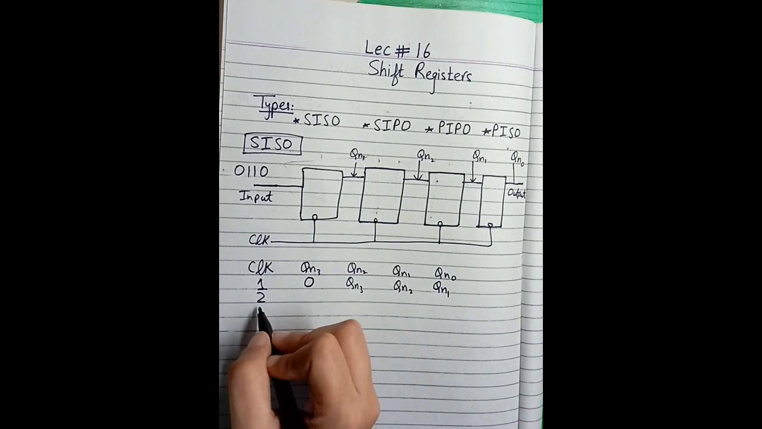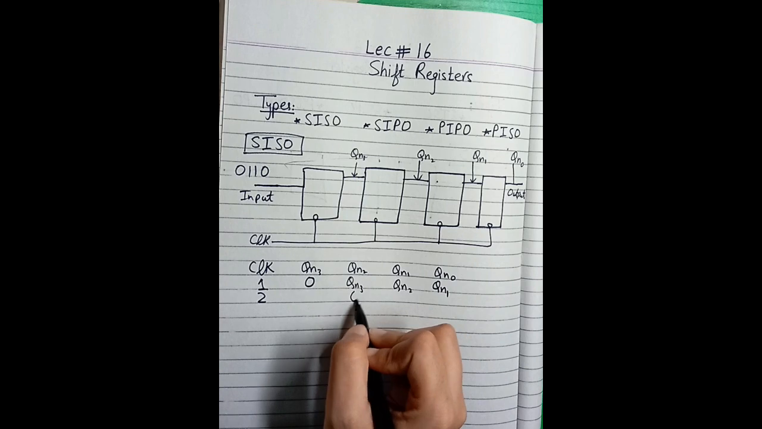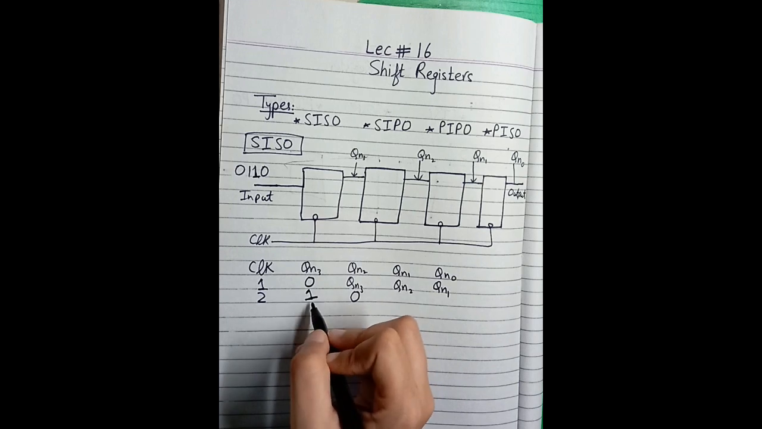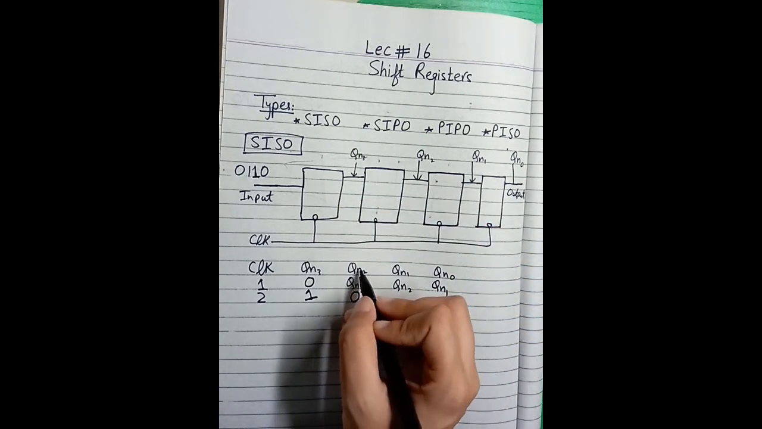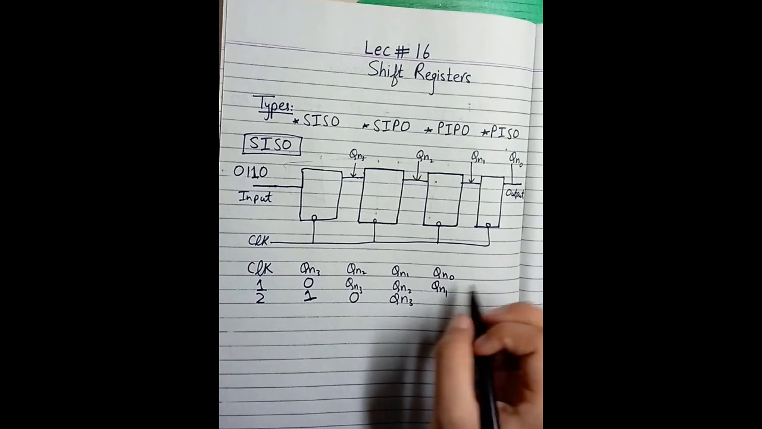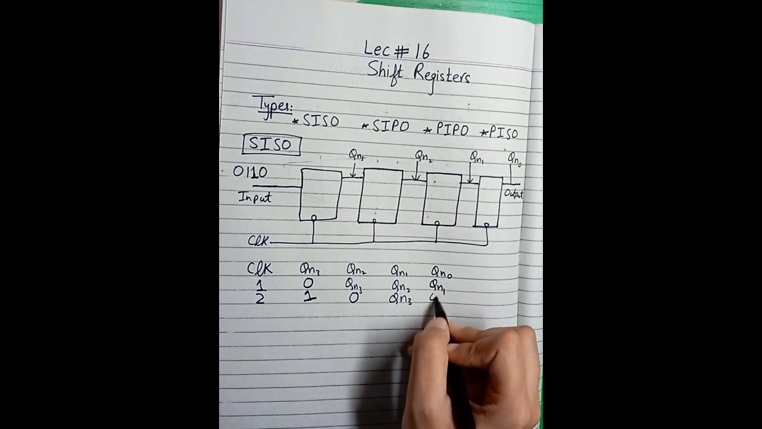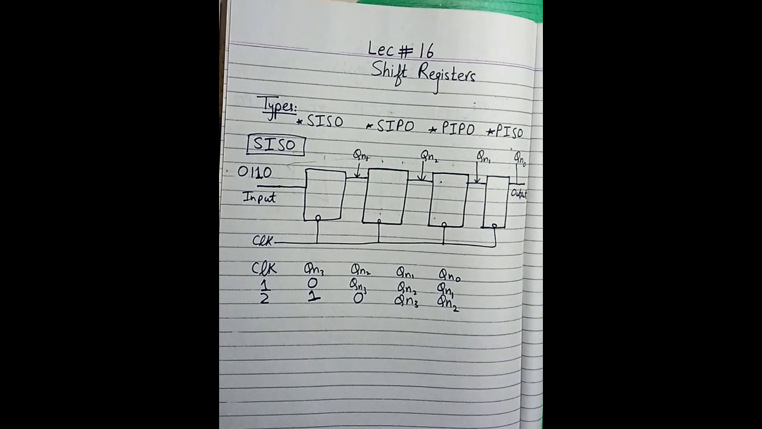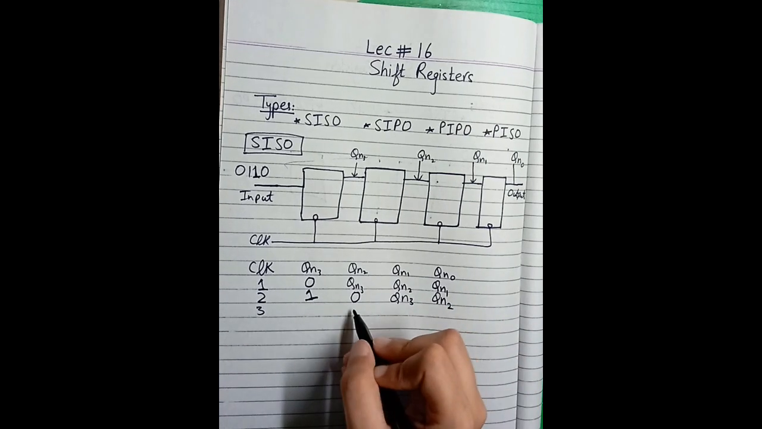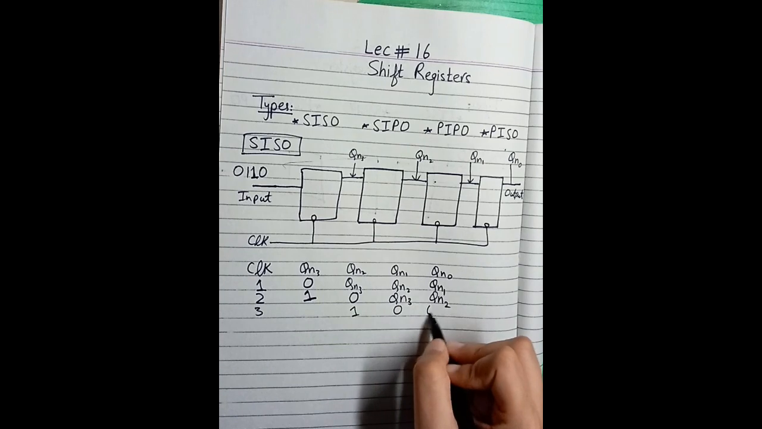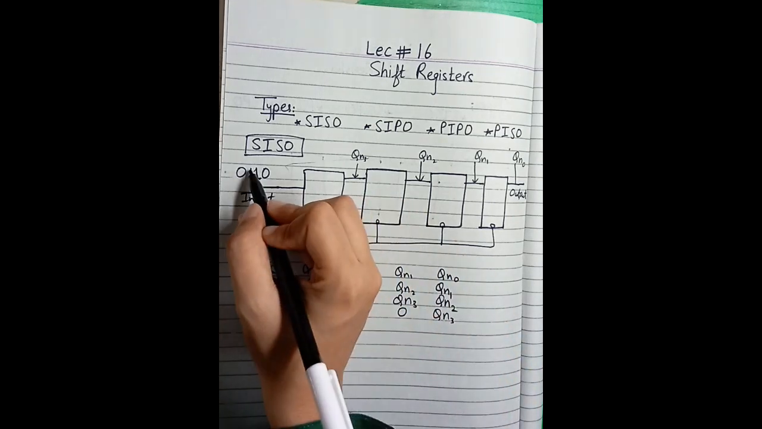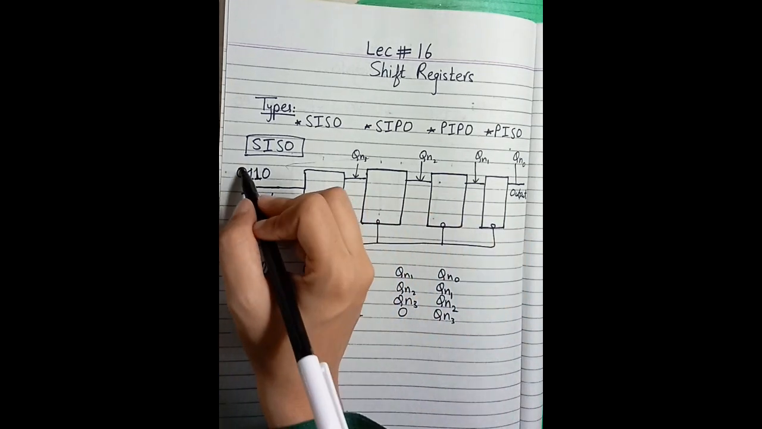After that, when we give the second clock, our 0 will move forward and 1 will be the next input at the first place. The 0 moves to Qn2, and Qn2 moves forward to Qn1. After that we give our third clock, so the 1 will move forward, the 0 will move forward, and at the first place we will have one input, and we are left with only the 0 here.